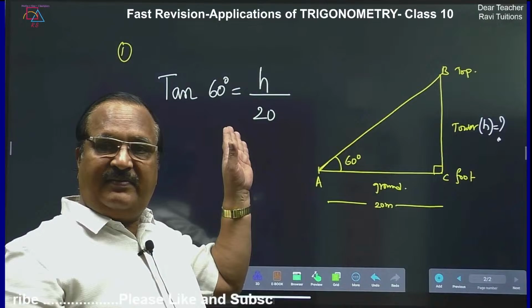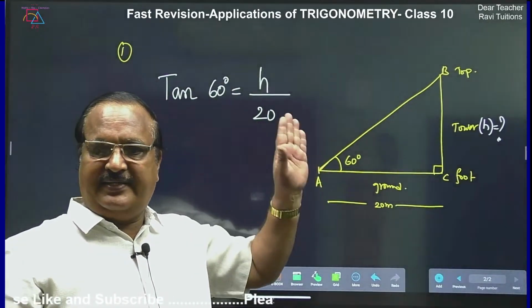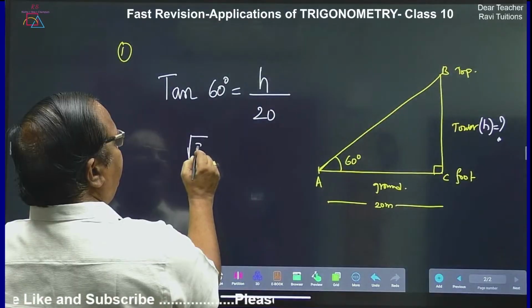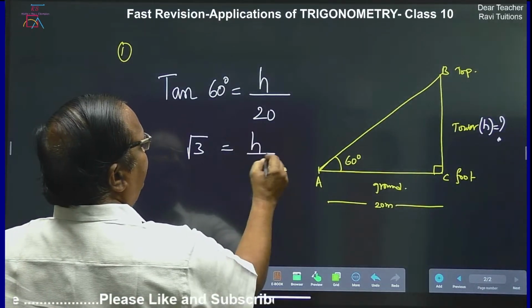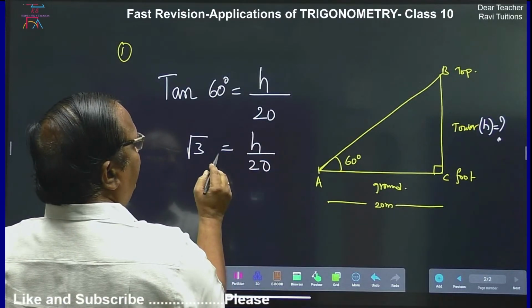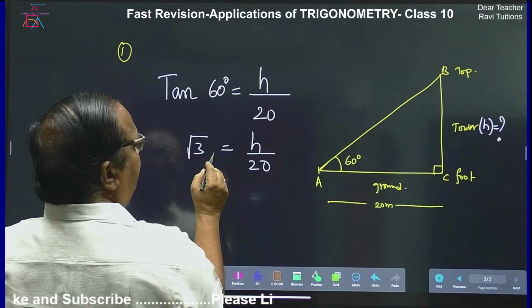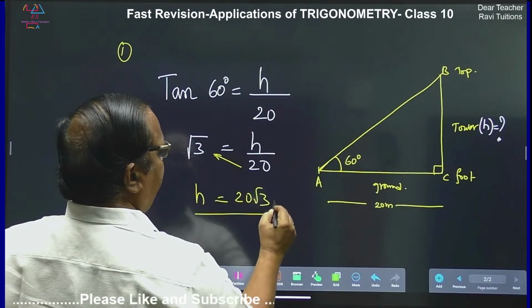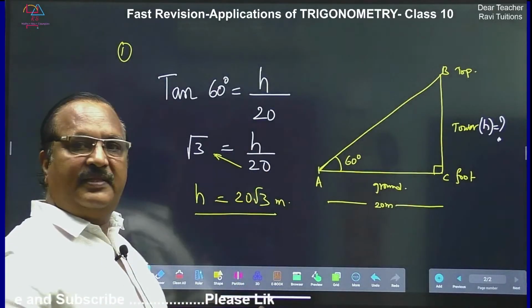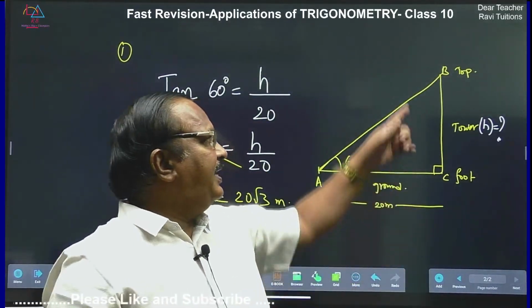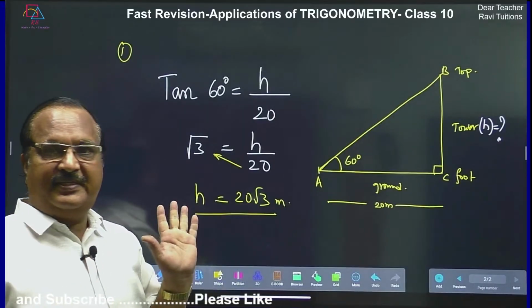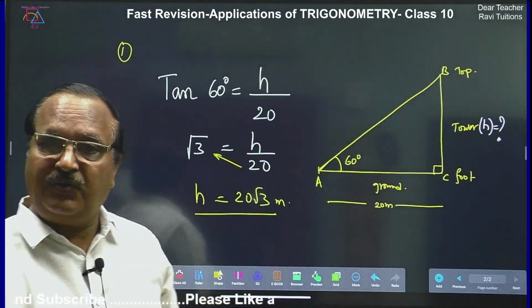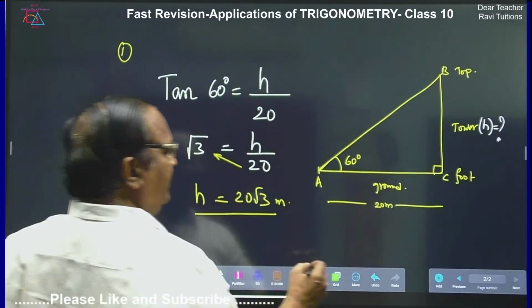So this equation you should be able to write it. So then what happened? Tan 60 value is root 3 and this is h upon 20. You cross multiply it. So then what happened? H is equal to 20 root 3 meters. That's it. This is the answer. Therefore, the height of the tower is 20 root 3. Now, what happened to root 3?